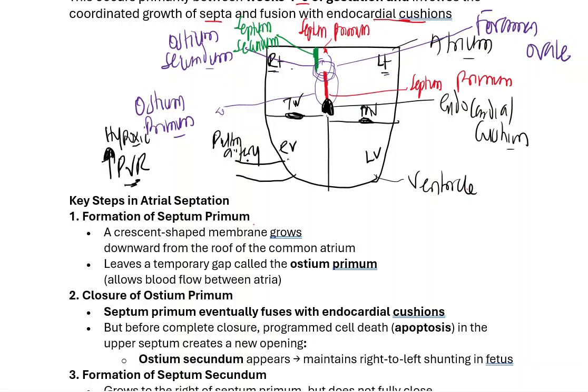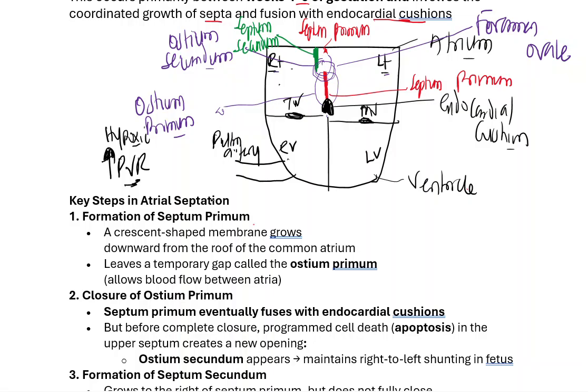So that means that blood will be shunted to where? It'll be shunted from the right to the left because of the increase in pressure on the right side. But what happens when the baby is born? As the baby is born, the fluid will leave the lung and the baby will start to breathe.